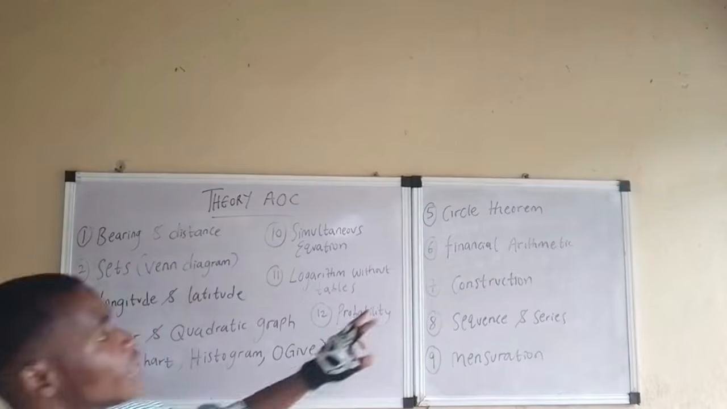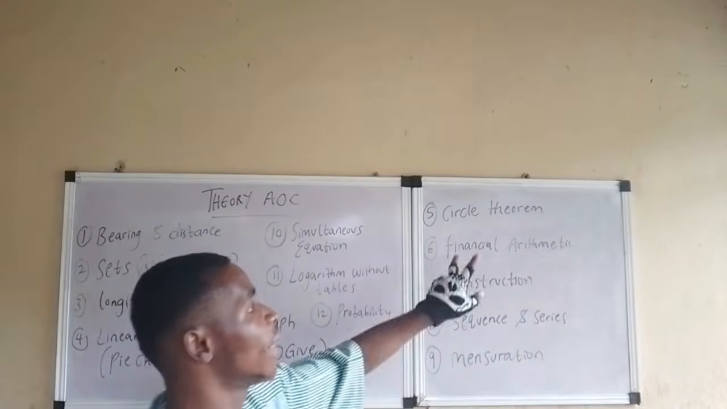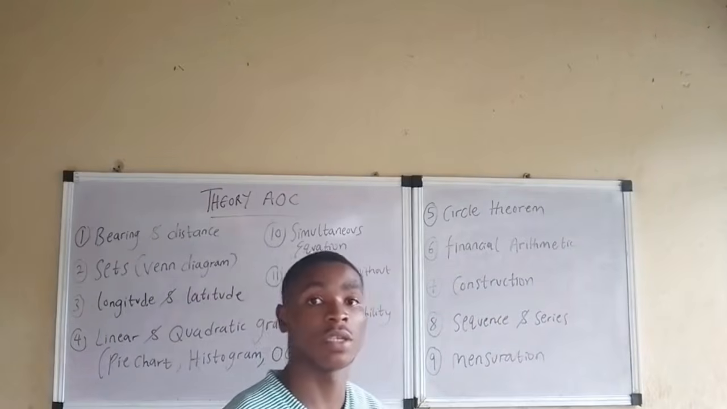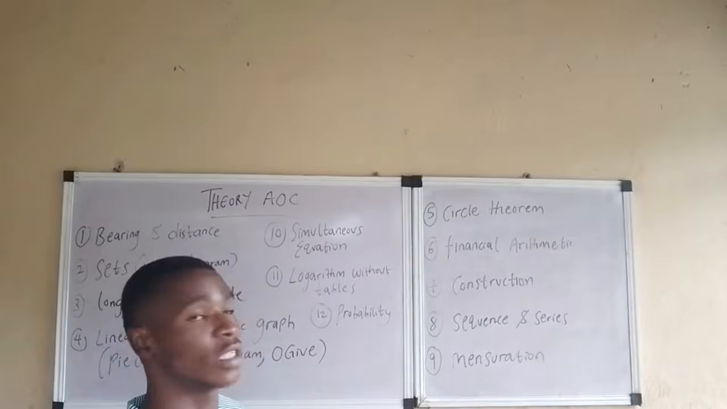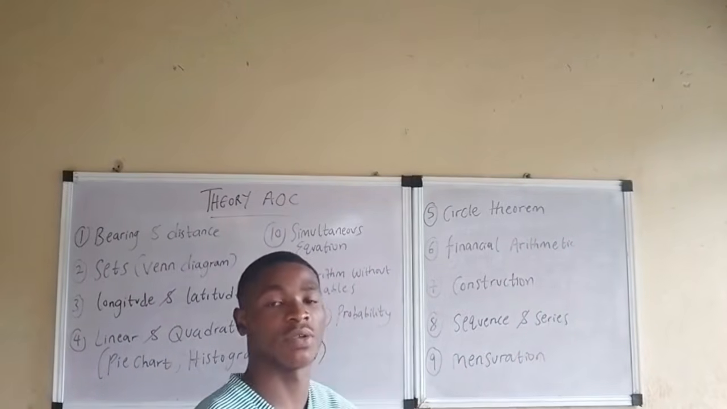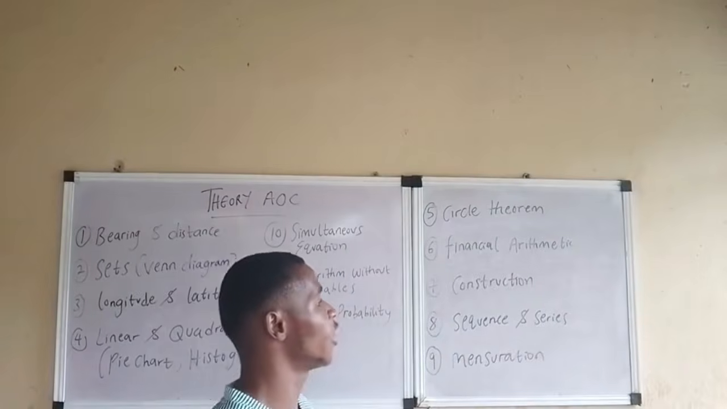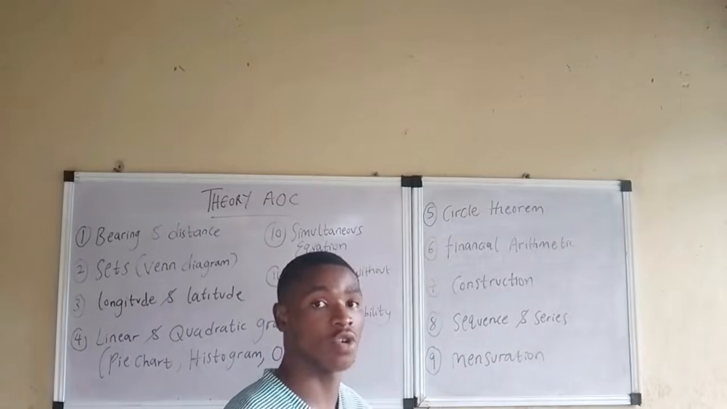Now, we also have circle theorem, an important section. Do well to read on it. Financial arithmetic, do well to read on it: your selling price, cost price, loss percent, simple interest, compound interest, and the like. Construction, learn how to construct simple angles like angle 60, angle 30 degrees. Very important. Then your sequence and series, your AP and GP. Questions usually come from there.